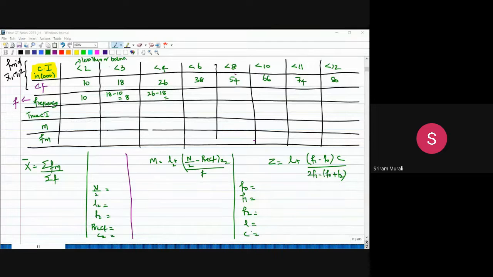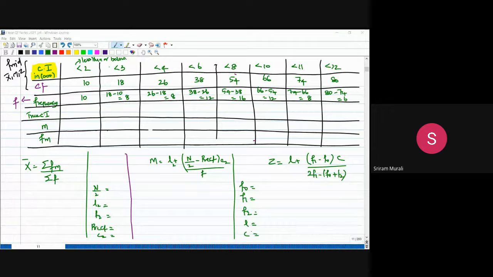26 minus 18 is equal to 8. Then 38 minus 26 is equal to 12. 54 minus 38 is equal to how much? 16. Then 66 minus 54 is equal to 12. 74 minus 66 is equal to 8. And 80 minus 74 is equal to 6. Do you understand how we are subtracting? 18 minus 10, 26 minus 18, 38 minus 26, something like this.